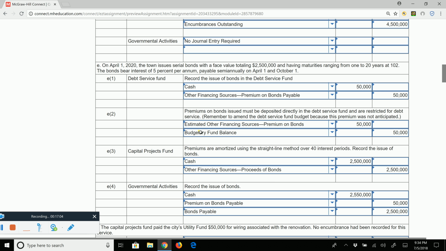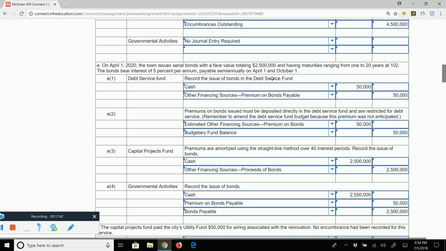Face value is $2.5 million. They have maturities ranging from 1 to 20 years at 102. That means we sold them at a 2% premium. Bonds bear interest, as we saw earlier, at a 5% interest rate, payable semi-annually on April 1 and October 1. So we actually issued the bonds on the interest payment date. So we don't need to worry about collecting excess interest from our bondholders just to turn around and pay it back to them. All we need to know is we received $2.5 million.